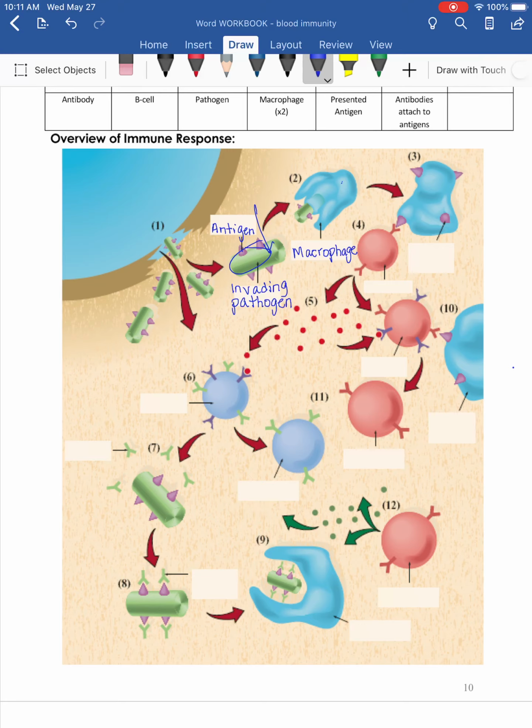All right. So this is part of the second line of defense here. Once that macrophage swallows the invading pathogen, it's going to destroy the pathogen that it swallowed. But what it does is present the foreign antigen on its surface as a way to trigger the immune response. So here again we have the helper T cell.